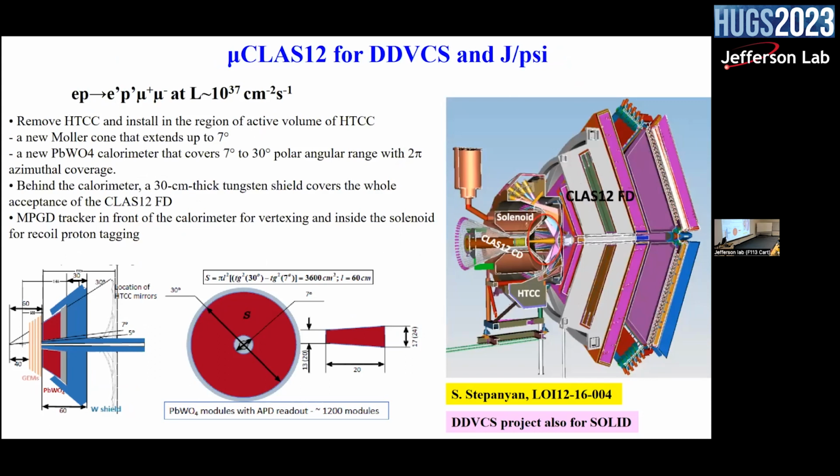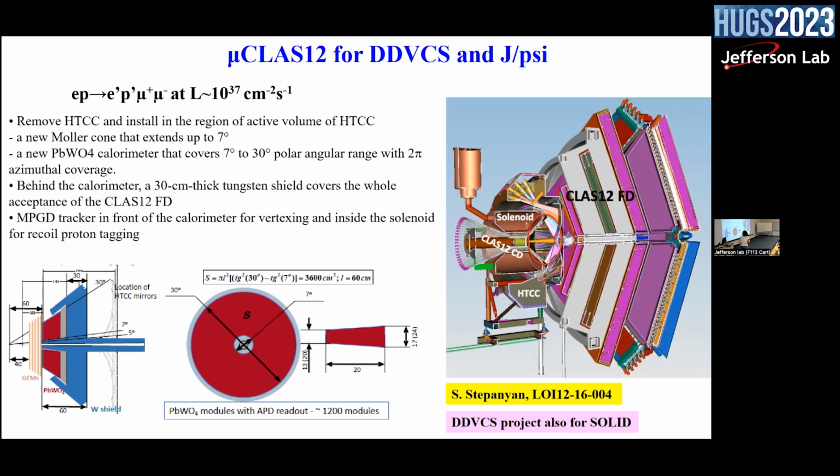So yeah, because here we are talking about upgrades, and there is a project of upgrading CLAS12 in order to be able to measure double DVCS as well as J/psi with the mu plus, mu minus channel. So the idea here is to increase the luminosity of the detector by 2 orders of magnitude, and this would allow us to sample the smaller cross sections that you get with double DVCS.